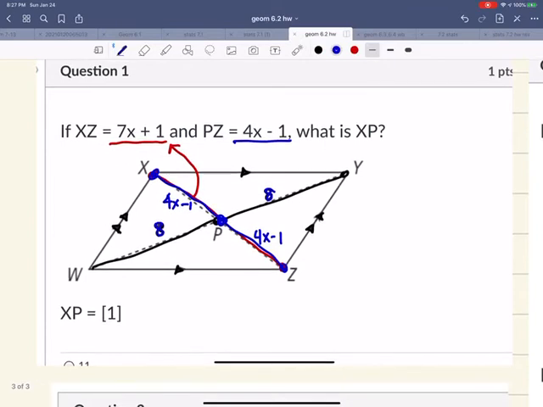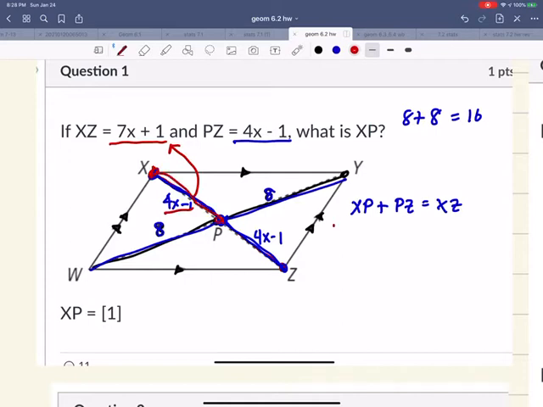So what we notice here is we could create a formula. We could say this first part, XP, plus the second part, PZ, is equal to the whole thing, XZ. Just like I could say here that 8 plus 8 is equal to the whole thing, 16. Same concept. Okay, so substituting this in, XP is 4x minus 1, PZ is 4x minus 1, and the whole thing, XZ, is this term, 7x plus 1.